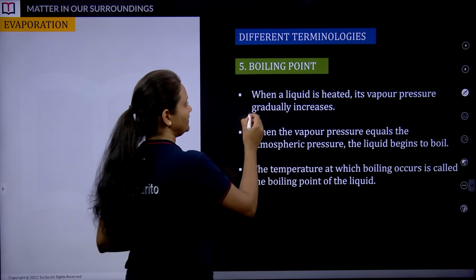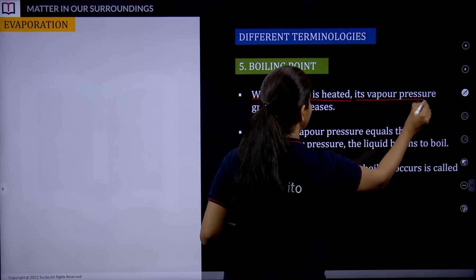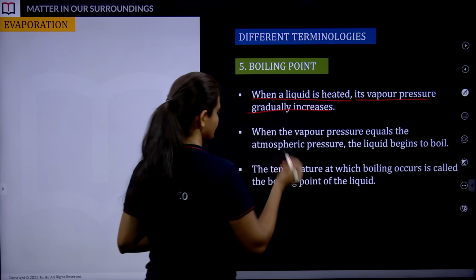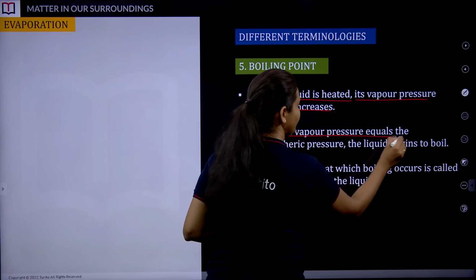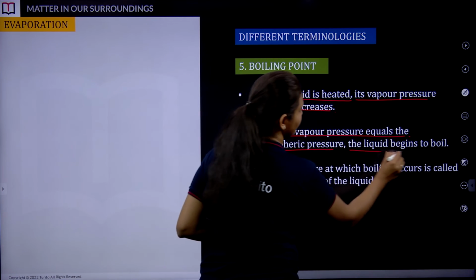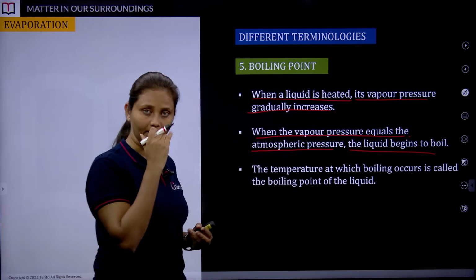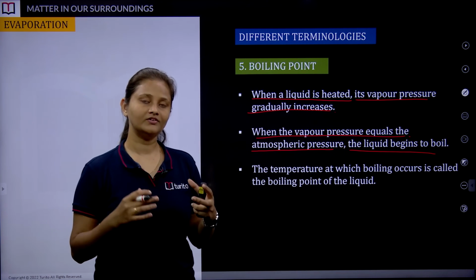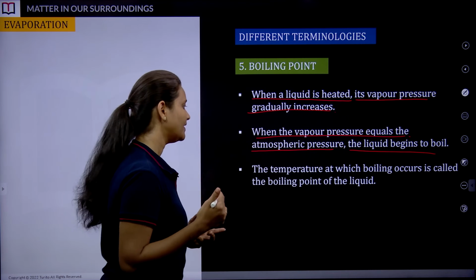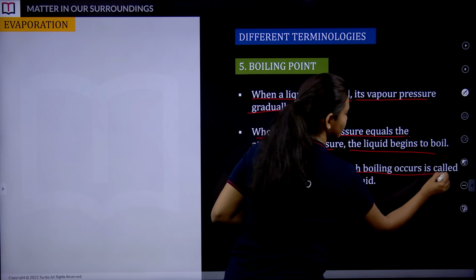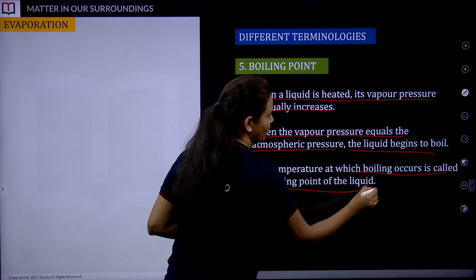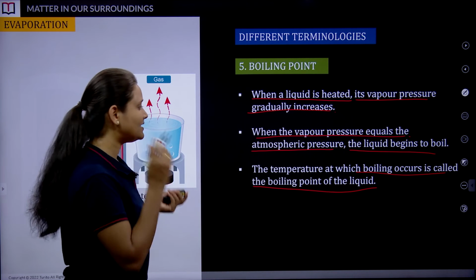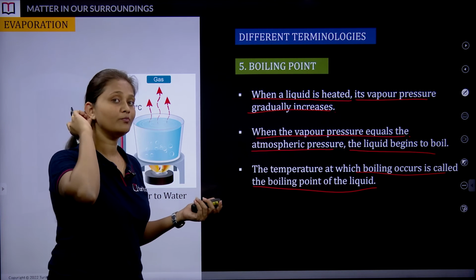So, boiling point. When a liquid is heated, its vapor pressure gradually increases. When the vapor pressure equals the atmospheric pressure, the liquid begins to boil. Complete boiling happens when the vapor pressure is equal to the atmospheric pressure. The temperature at which boiling occurs is called what? The boiling point of the liquid. It is the same as what we just understood about melting point, students.